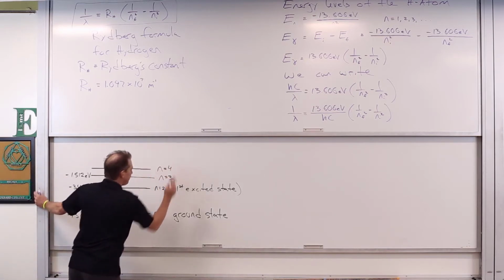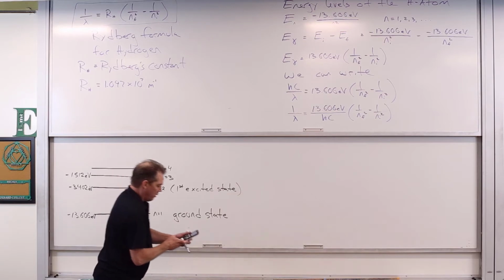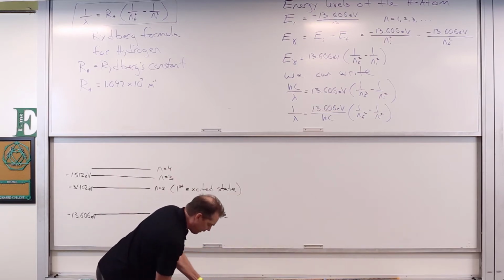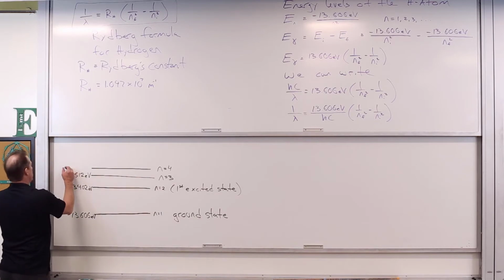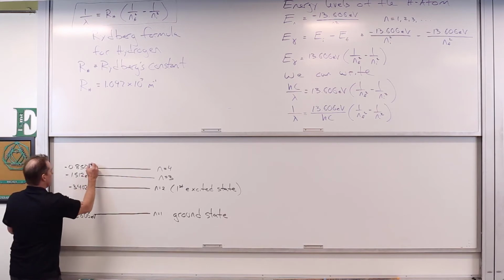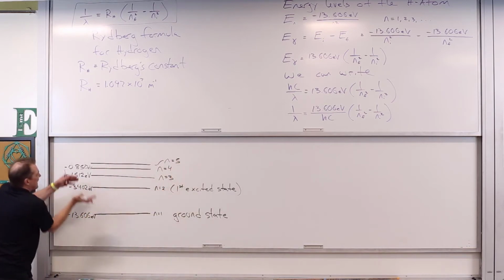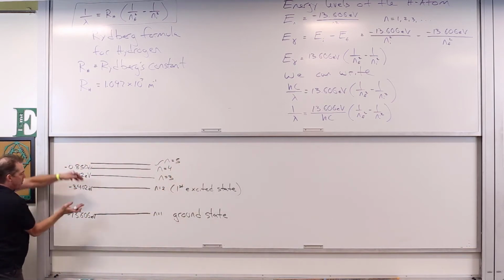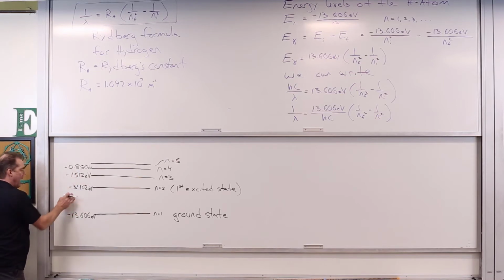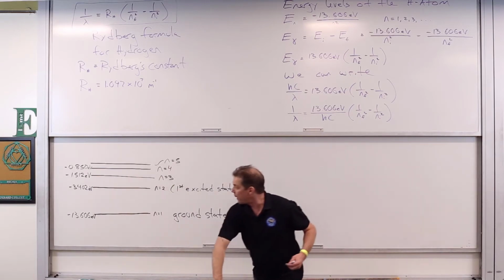The n equals 4 state is 13.606 divided by 4 squared, which gives us negative 0.850 electron volts. And then we've got n equals 5. This isn't drawn to scale, but these energy levels get closer and closer together. The biggest difference in terms of successive differences is between the ground state and this. As we look at higher and higher principal quantum numbers, the energies of the atom get closer and closer together.